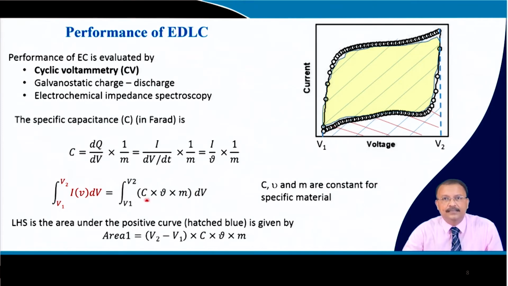So, this left hand side is nothing but the area under the curve. I is the current and this is the voltage. So, that gives you the area under the curve, the total area. This is the hatched blue area. You can see this hatched blue line and it goes up to here. So, that is the total area that you are getting. This area I am terming as area number 1. If you integrate this, then you will get V2 minus V1, and this will come out because the capacitance of a material, nu and m, I consider constant.